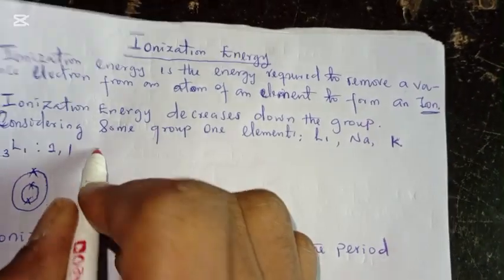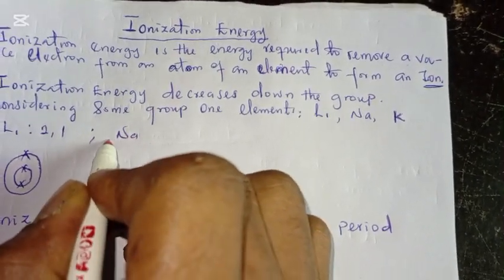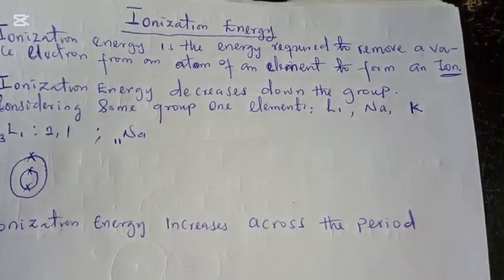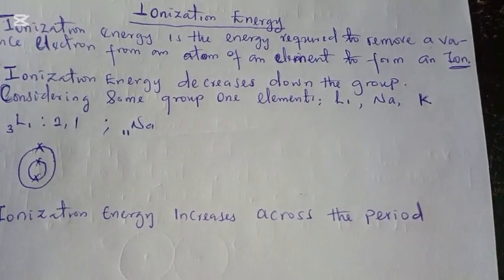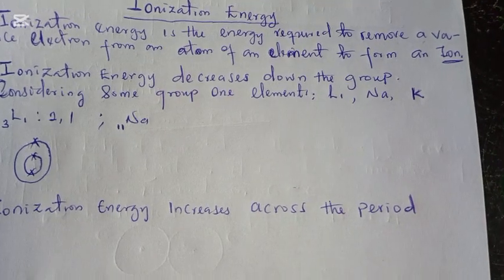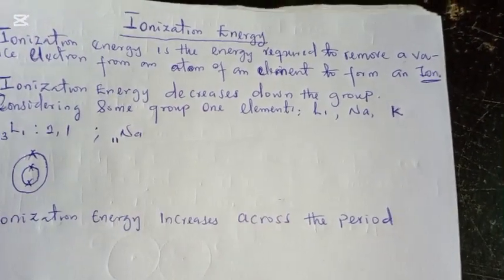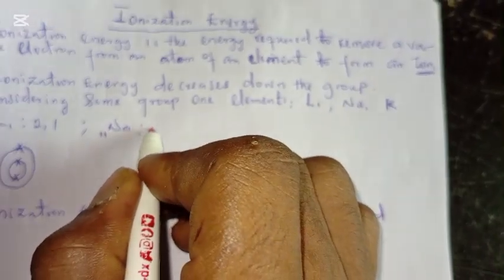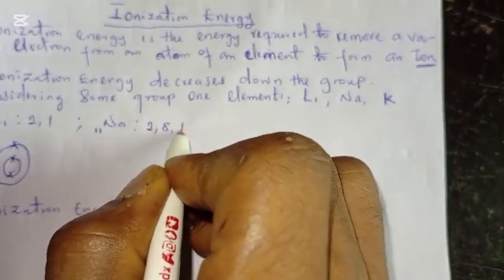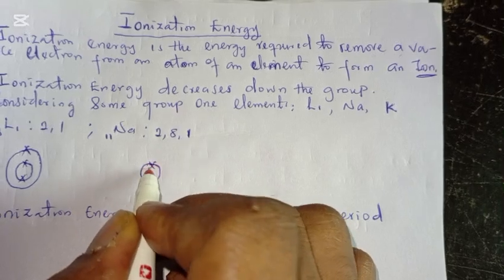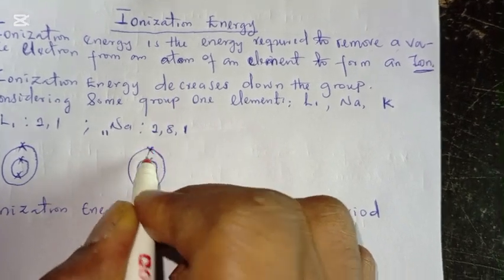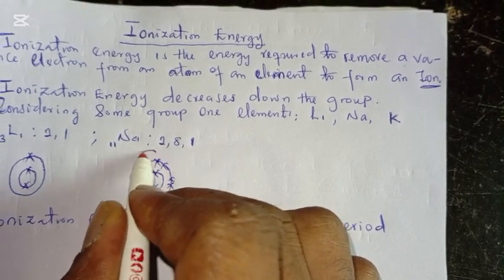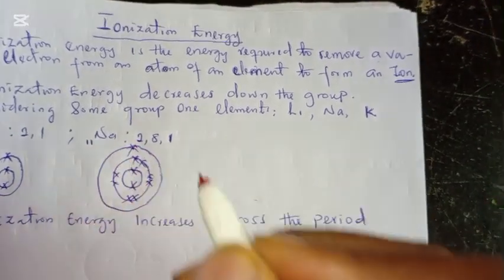Now, looking at the second one, that is sodium. Sodium has atomic number of 11, which means we have 11 protons. And since sodium is neutral here, it is not carrying charges. On that note, sodium also has 11 electrons. So, considering the electronic configuration of sodium, which is 2, 8, 1, we are going to have the shell drawn this way. Are you following through? We have 8 here, and we have 1 at the last shell.